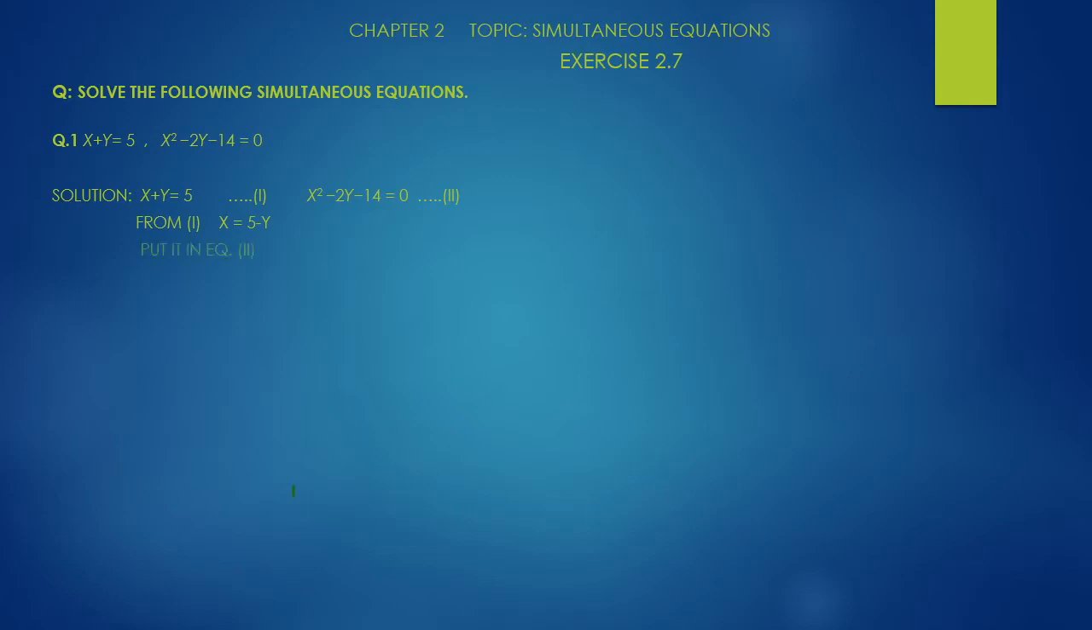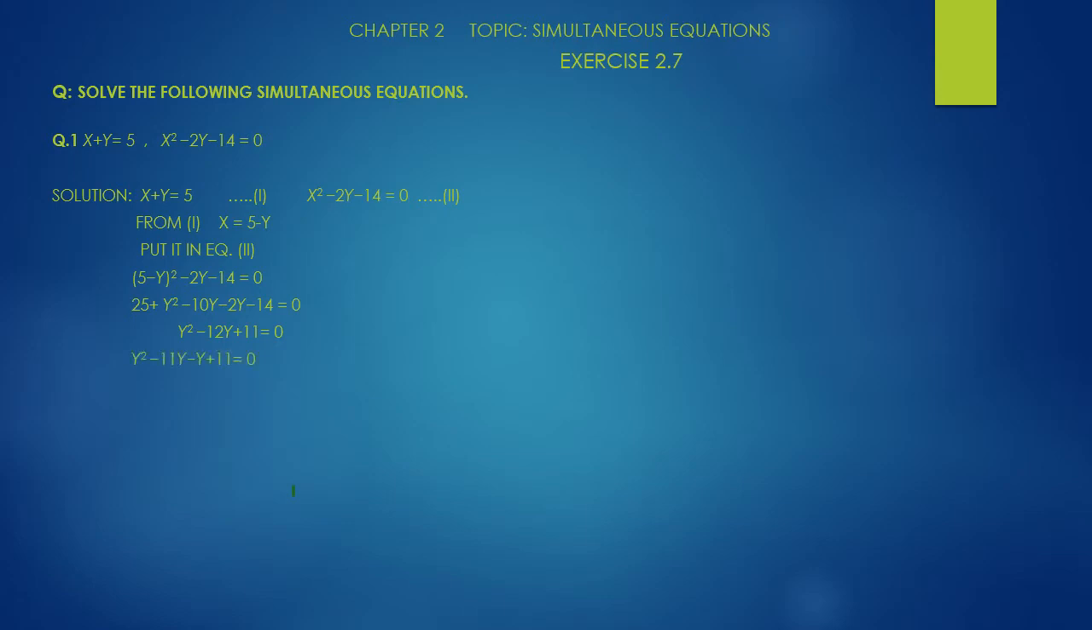From 1, x is equal to 5 minus y. Put in equation number 2, which is x square minus 2y minus 14 is equal to 0. So (5 minus y) whole square minus 2y minus 14 is equal to 0. By opening the formula, (5 minus y) whole square is 25 plus y square minus 10y, minus 2y minus 14 is equal to 0. So y square minus 12y plus 11 is equal to 0.